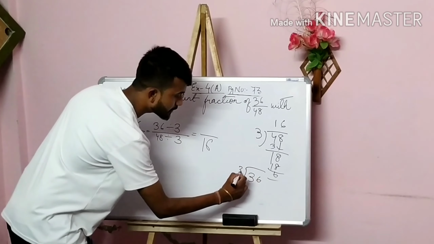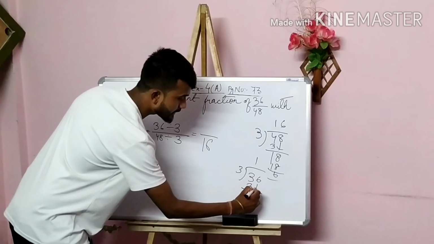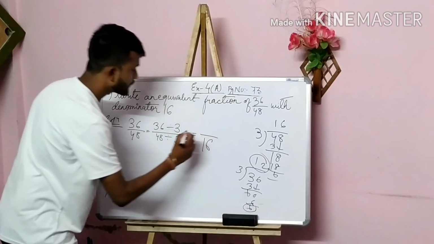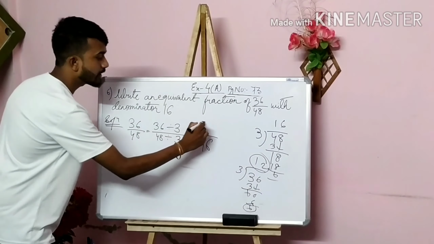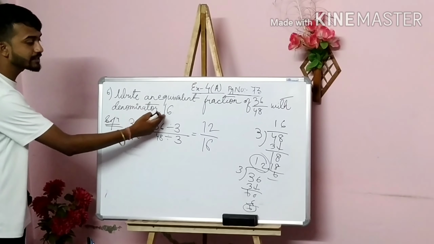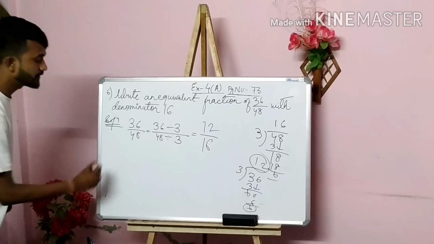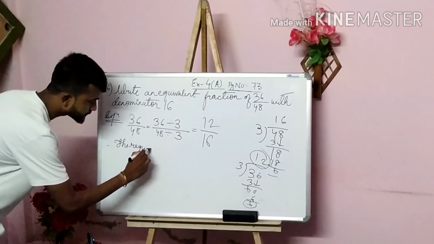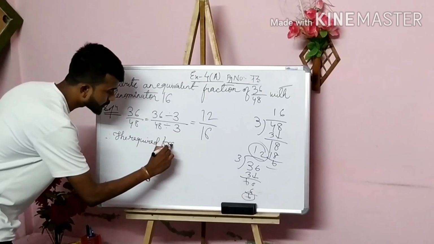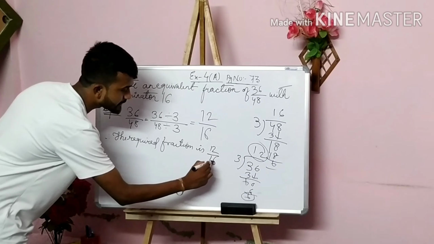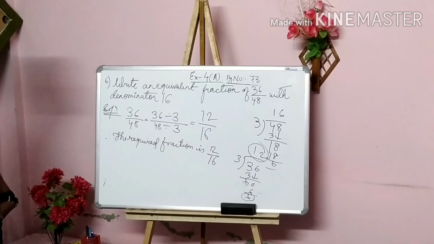36 divided by 3. What number will you get? 3 1s are 3. Again 6 will come down here. 3 2s are 6. So what number have we got? 12. So I will write here 12. So in the question, what did we have to find? Write an equivalent fraction of 36 by 48 with denominator 16. Then we have got the answer. Therefore, the required fraction is 12 by 16. So I think you have got the question.